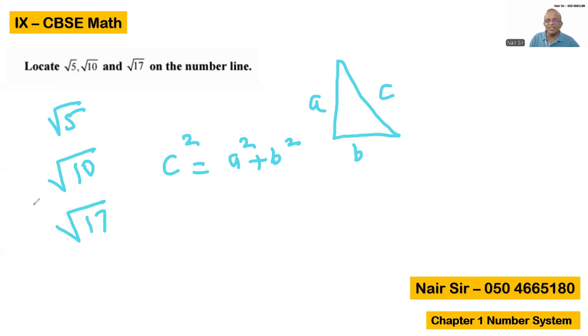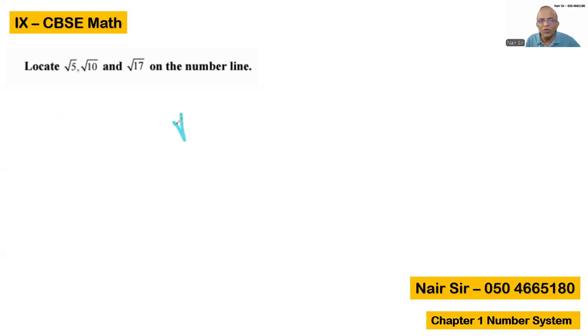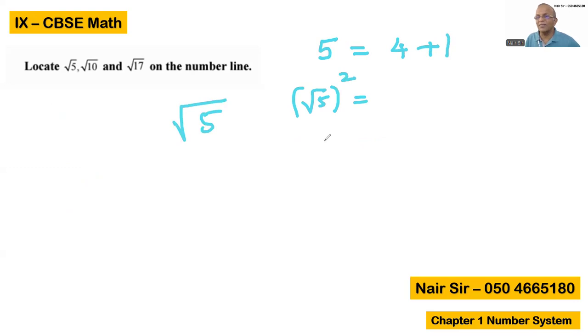Okay, so let's start. Now, when I've got root 5, how can I write 5? Can I write 5 as 4 plus 1? Now, can I write this as root of 5 the square? That gives me the same as what it is. 4, can I write this as 2 the square? And 1, can I write this as 1 the square?